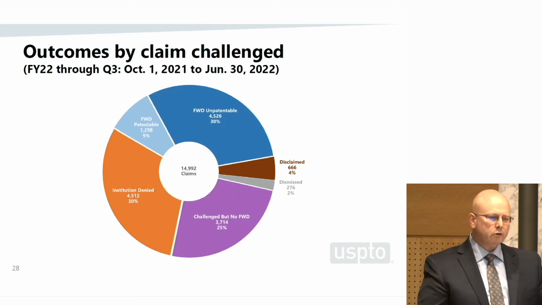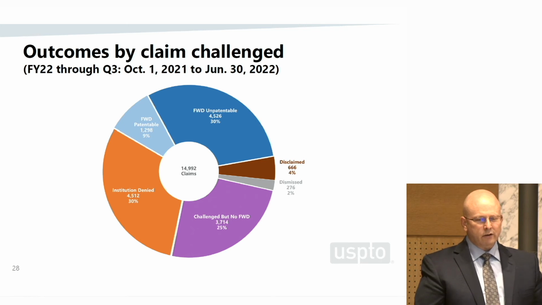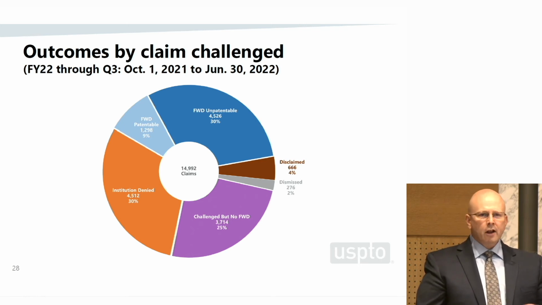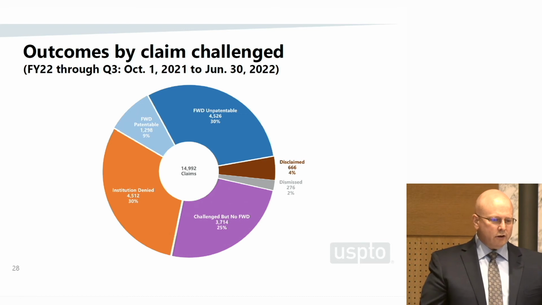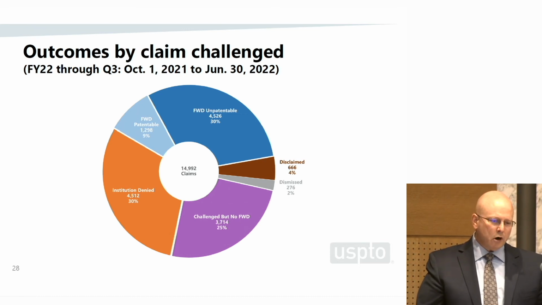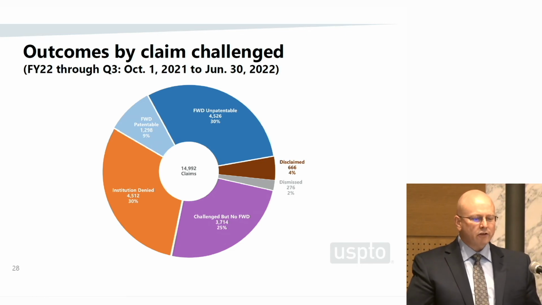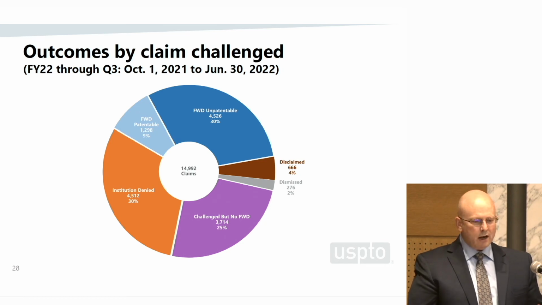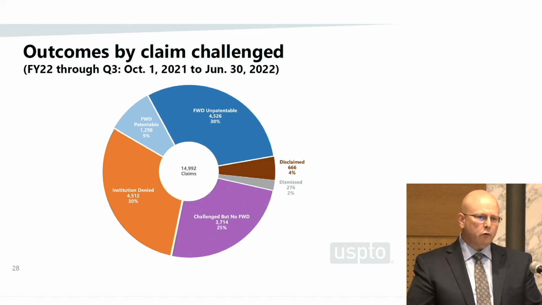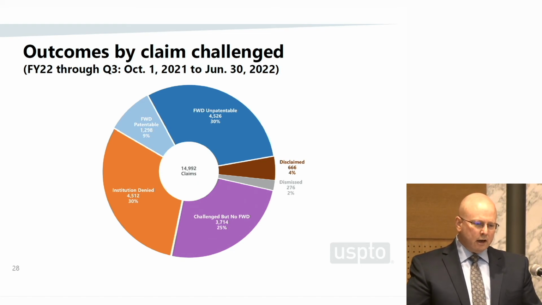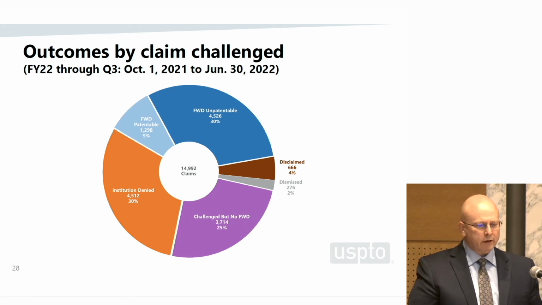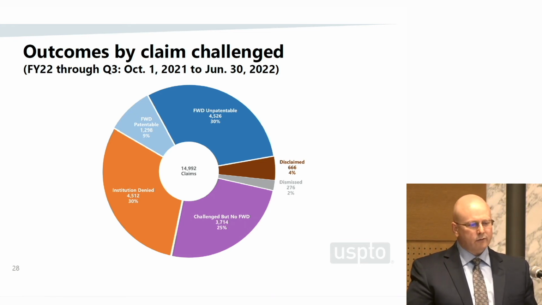And the last view I'm going to show you is just outcomes by challenged claims. So this just looks at claims challenged. You can see that in the first 3 quarters, there were almost 15,000 claims that were challenged. And once again, about 1/3 were denied institution. About 1/3 or less had settled in some form. They never reached final written decision. Only a little bit more than 1/3 ever reached final decision, and as of after the final written decision, about 9% were found patentable, about 30% unpatentable.